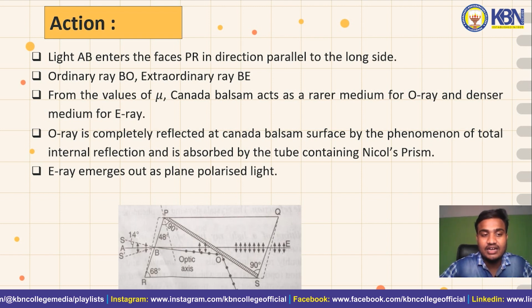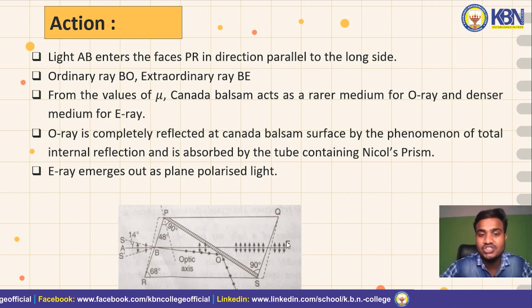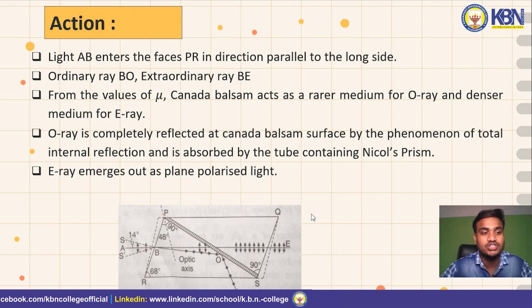Only the emergent E ray, or the extraordinary ray, emerges out as plane polarized light whose vibrations are parallel to the plane of the paper. Only the extraordinary ray emerges out and the ordinary ray is reflected at the boundary.